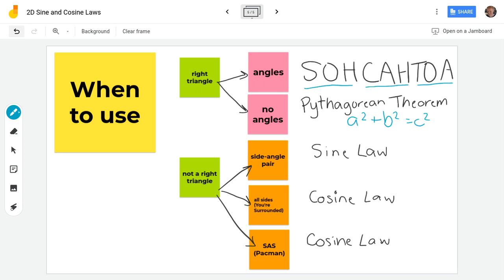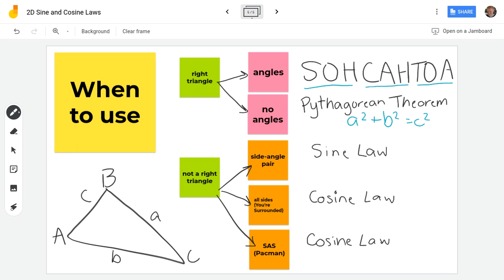If it's not a right triangle, you don't have a right angle in the triangle, then your two options for solving anything in it are either the sine law or the cosine law. For the sine law, you need to have an angle pair, a side angle pair. So here's triangle ABC. Let's say you know side A and angle A, and you know one other piece of information. It doesn't matter which other piece. It could be this angle, it could be this angle, it could be this side or this side.